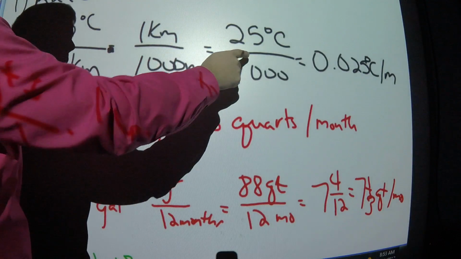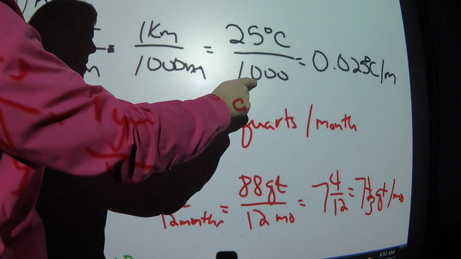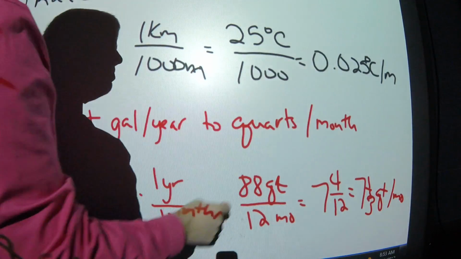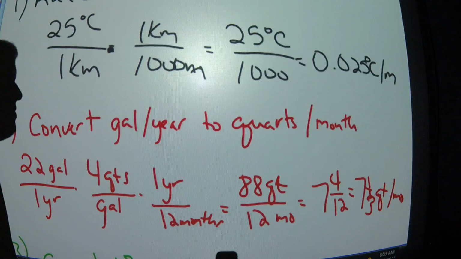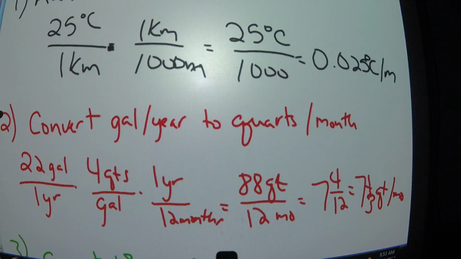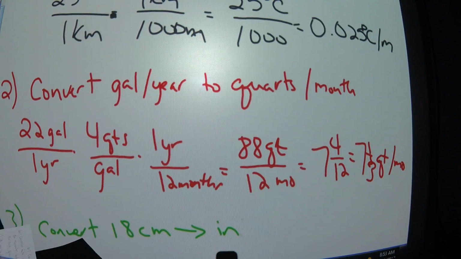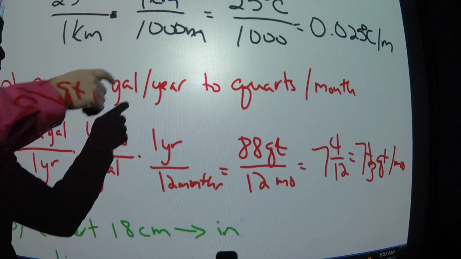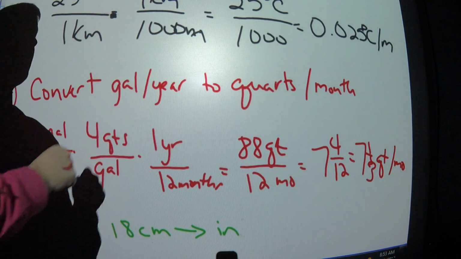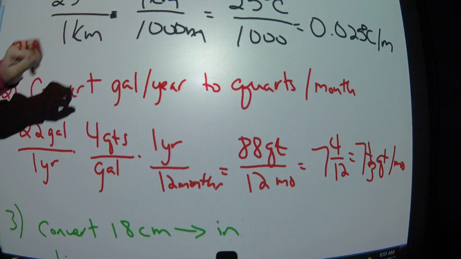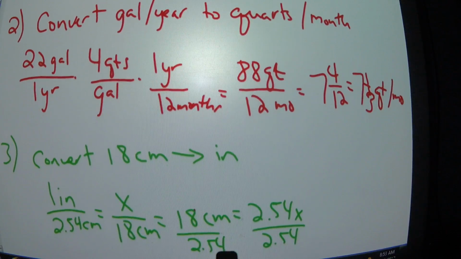25 times 1 is 25. 1 times 1,000 is 1,000. And then you reduce, and you find out that 0.025 degrees Celsius per meter is your rate. Okay? So, once again, you have to make sure that you are dividing by the unit rate, the conversion.